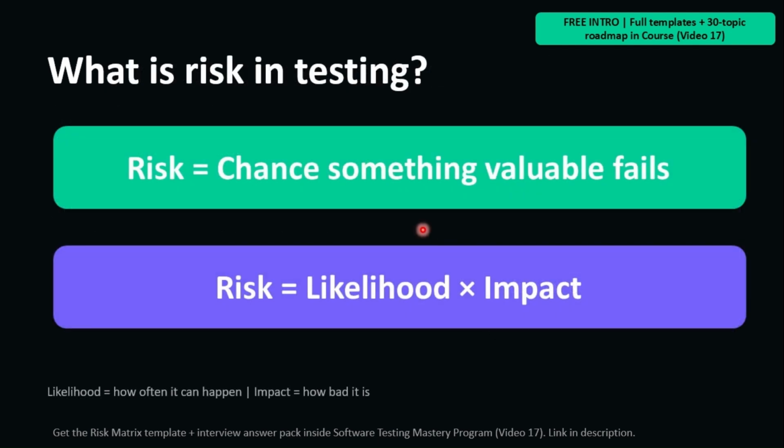So, what is risk-based testing? Risk simply means the chance that something valuable fails. And the formula is very simple. Risk equals likelihood multiplied by impact. Likelihood means how often it can happen. Impact means how bad the damage will be. When you combine both, you immediately know where to focus your testing effort.